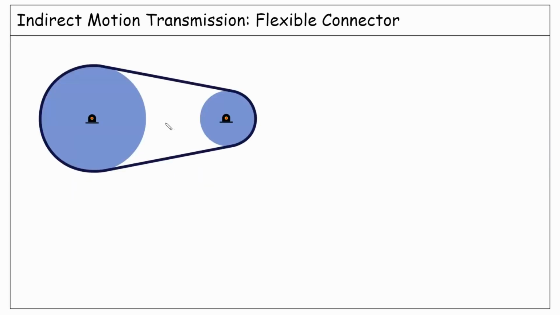In this last example, we have again indirect motion transmission, but this time by means of a flexible connector, which can be a belt or a chain. Let's say 1 is the ground, this is pulley number 2, which is the driver, this is pulley number 4, which is the follower, and the motion is transmitted from 2 to 4 via belt number 3.